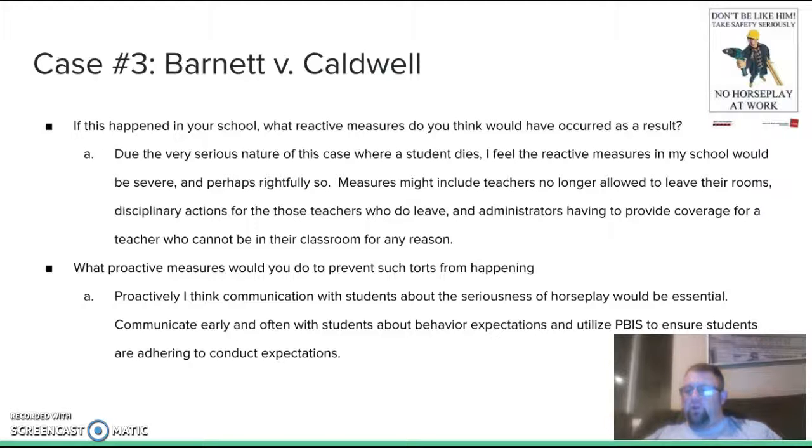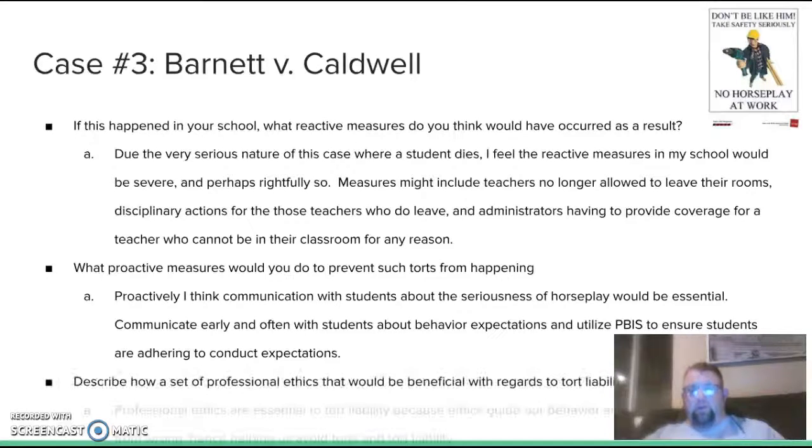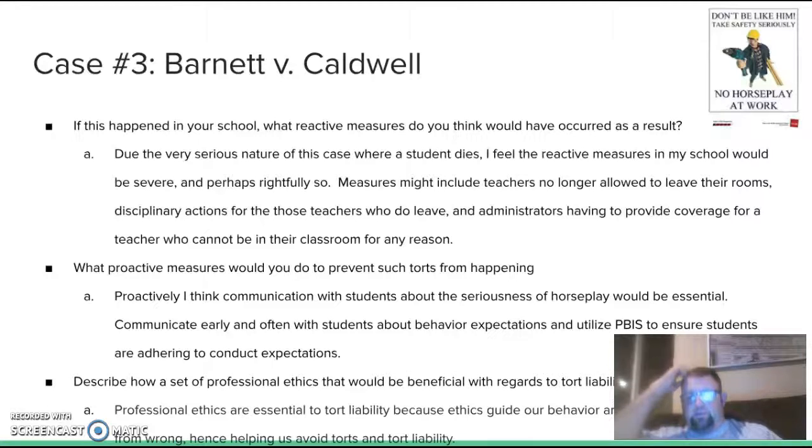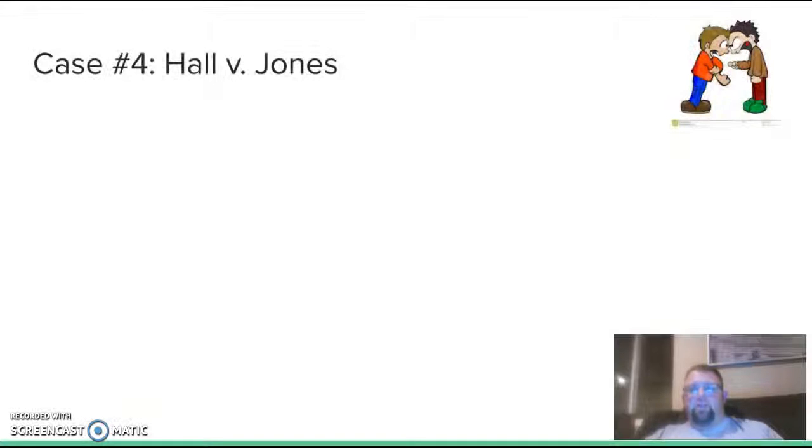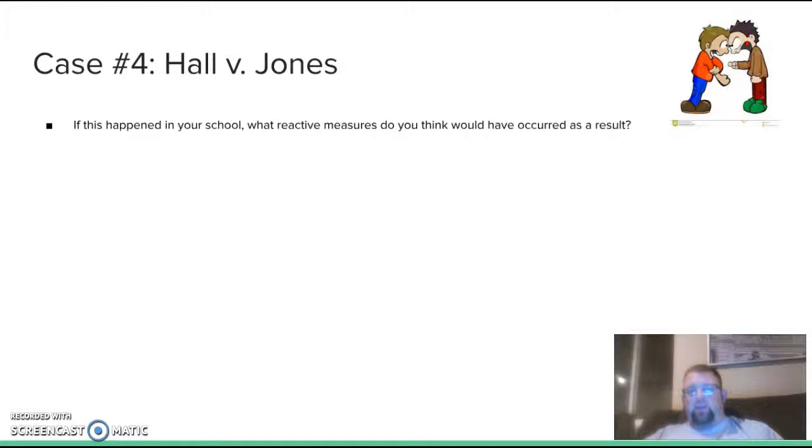I think proactively it's important that we understand and reinforce the reasons why we're at school. We're there to learn. We're there to develop knowledge and leadership skills. We are not there to mess around, have horseplay, things of that nature. And again, I'm a big believer in positive reinforcement. So I think it's essential if you want to change that behavior to do so in a positive way. And again, as we've talked about professional ethics, really just stressing the importance of how those help us avoid those tort liabilities.